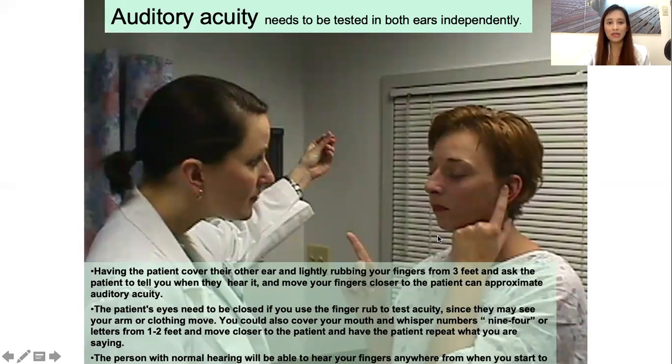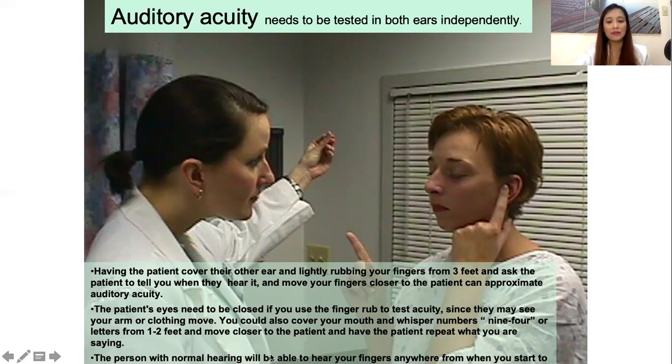Next part of the examination will be your auditory acuity. So you need to test both ears independently. So first, you cover one ear and you ask the patient to close her eyes so that she will not be able to see you. So you can rub your finger 3 feet away and ask the patient whether they can hear it or not, and then you can ask the patient to point once she starts hearing it. So you can move your fingers closer to the patient and can approximate auditory acuity.